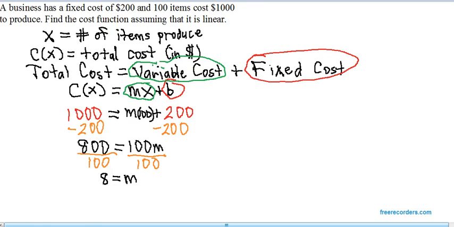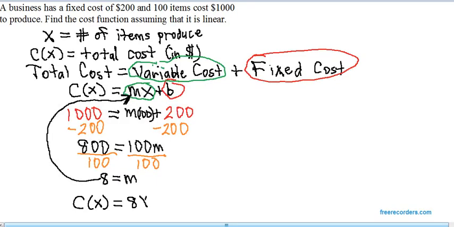So now knowing that m is 8, we can plug that back into our linear cost function. We already know that b is 200, and so our cost function is going to be 8x plus the fixed cost of 200. That is the answer to the problem.